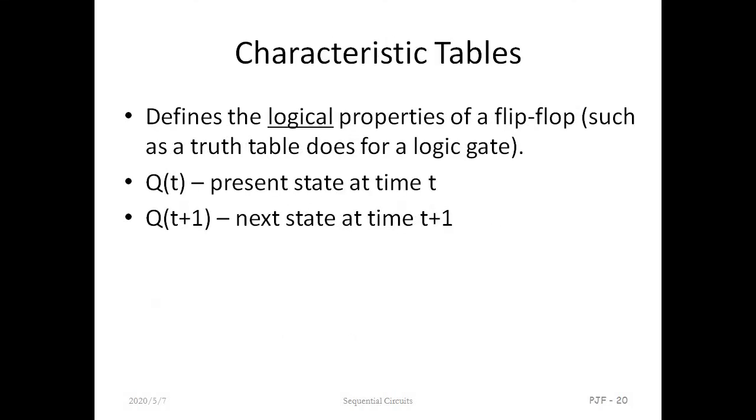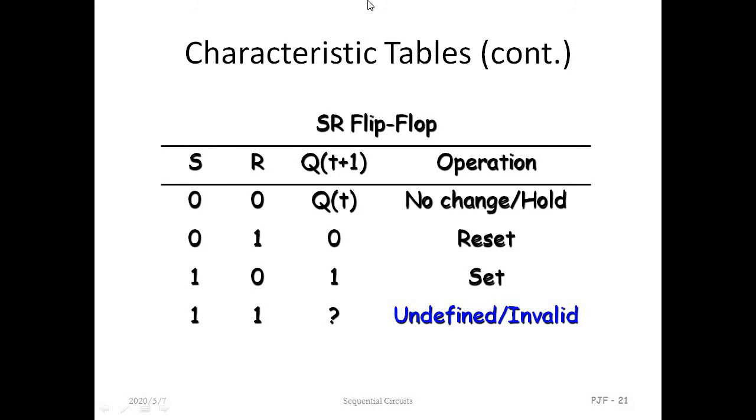Next, the characteristics table. What do you mean by characteristics table? The characteristics table defines the logical property of a flip-flop, such as a truth table does for logic gates. Qt is the present state at time t, Qt plus 1 is the next state at time t plus 1. So this is the characteristic table for the SR flip-flop. When the input is 0 0, that is called hold condition; 0 1 is called reset, 1 0 is called set, and 1 1 is called undefined. These are the characteristics table.